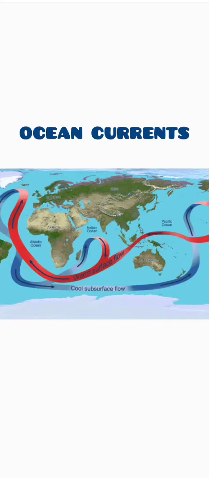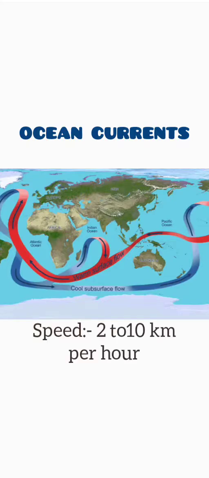Ocean currents. The continuous movement or drift of the ocean water in a definite direction is known as an ocean current. The water moves in the form of a river or broad stream flowing through the ocean at a speed varying from 2 to 10 km per hour.